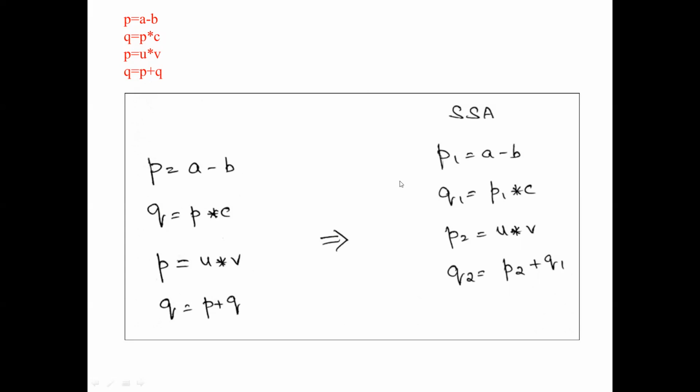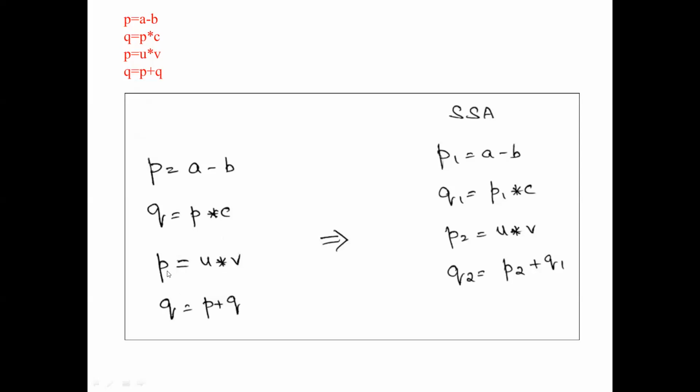So here what we do is the first occurrence of P is replaced with P1, and then we say P1 is equal to A minus B. Then we have P into C. So P is now changed to P1. So here I replace it as P1 into C. That is being assigned to, now Q is used many times in the LHS. So Q is being changed to Q1. And then we have P is equal to U into V.